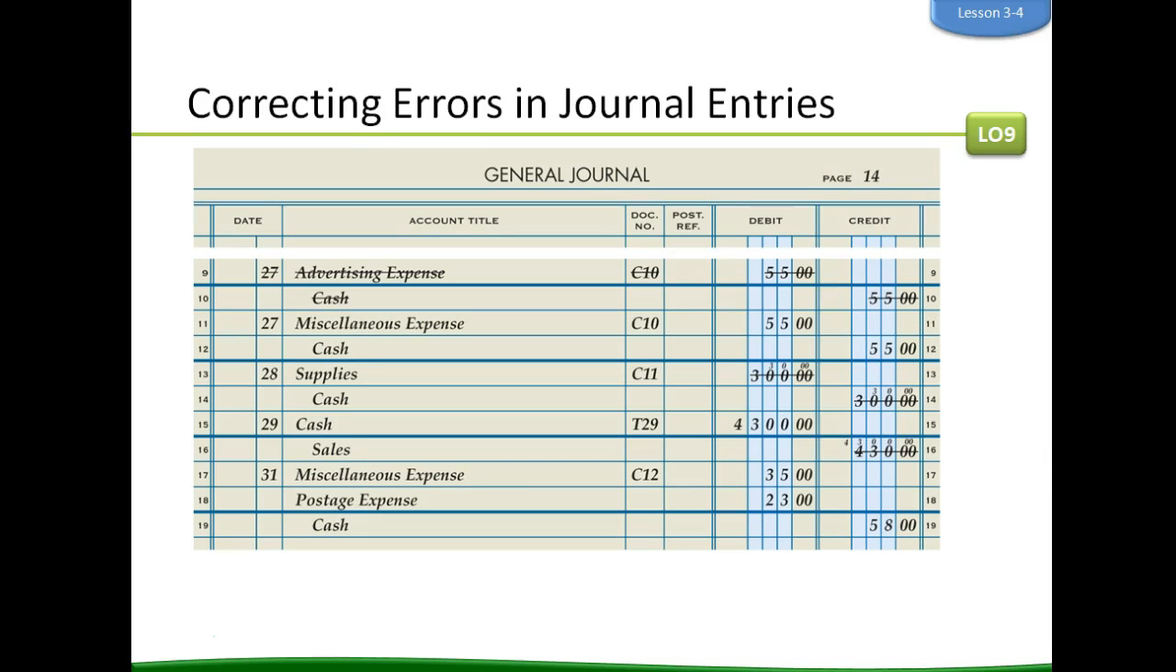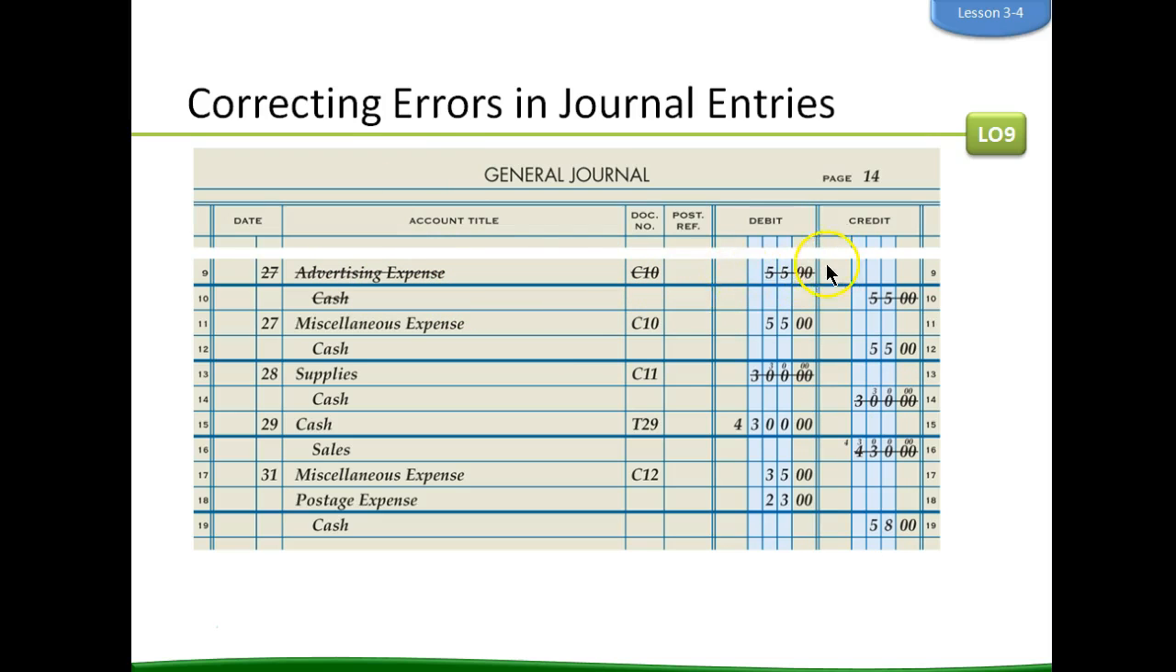All right, so what do we do if we make mistakes? If you're lucky, you will never make mistakes. But in the real world, where people actually do make mistakes, there are really two things that happen. The first is that if you make a mistake and you notice it before you go on to whatever your next entry is, you just go ahead and line through, like you see here.